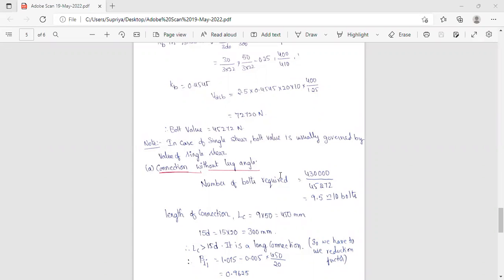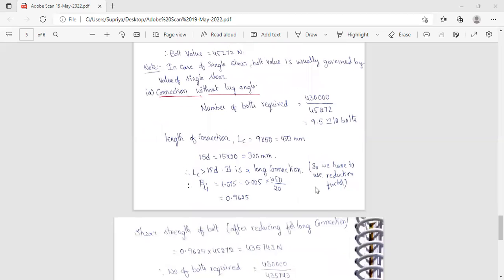430 kilonewtons. So the number of bolts required is equal to the upcoming load onto the connection divided by the load carried by a single bolt. We got 9.5, and we will round it up to 10 bolts, because we cannot take 9.5 bolts.